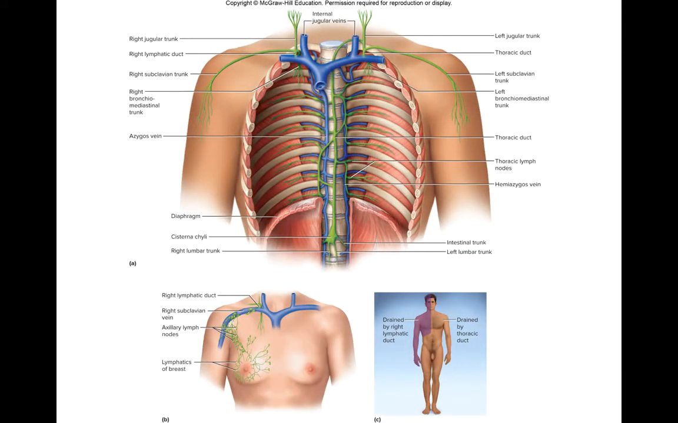So here we can see the point where the lymphatic system hooks back up with the blood and returns that lost fluid to the blood. Here we've got our subclavian veins, and really at the junction between the subclavian and the internal jugulars is where the two ducts feed in. This is the thoracic duct over here on the left side and the right lymphatic duct over here on the right.